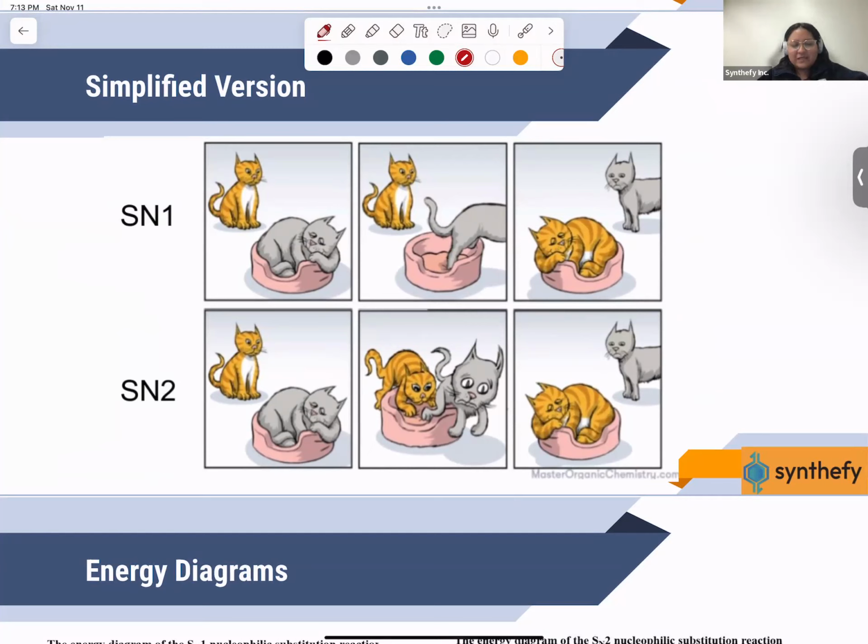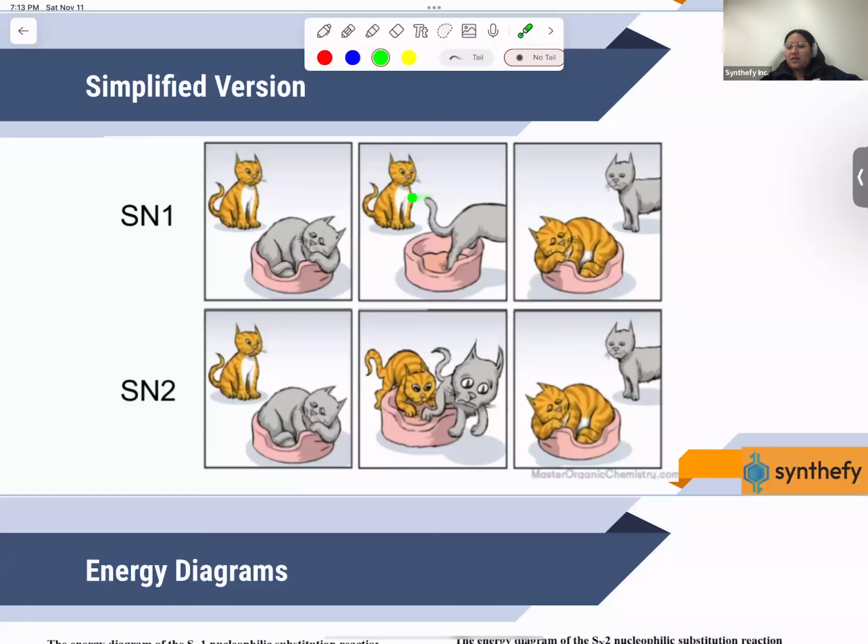I have an easier time remembering this, but see in an SN1 reaction how this cat is occupying the space that this cat owns. So this is the electrophile, this is the nucleophile. And the electrophile is the bed. The great cat is your leaving group. It leaves, like literally leaves the electrophile here.